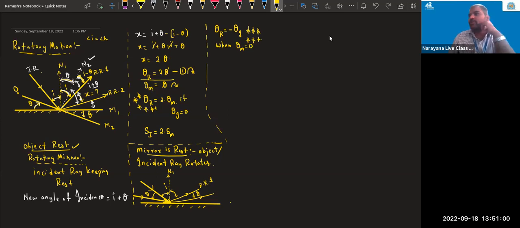So these are two simple cases, now I will fully combine them, fully mix them up. Both motions are there now. Which motions? Two motions will exist. What is the now complex case? Both incident ray and mirror in rotatory motion.